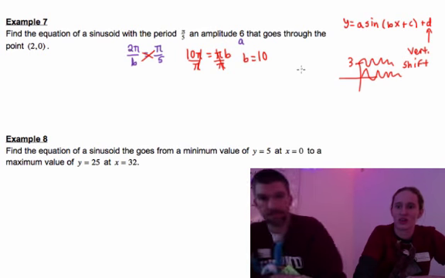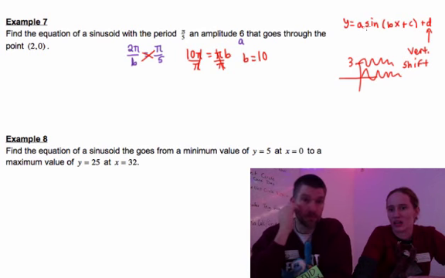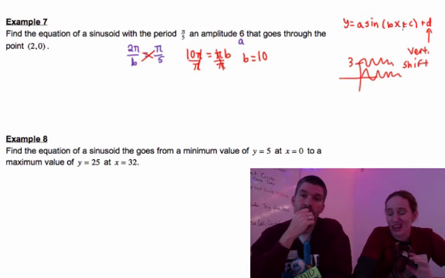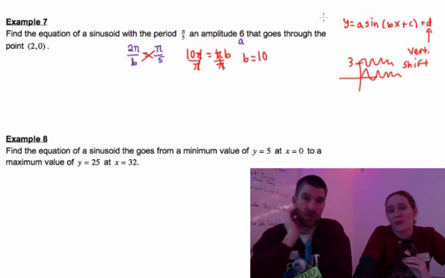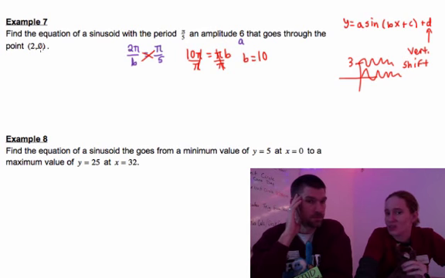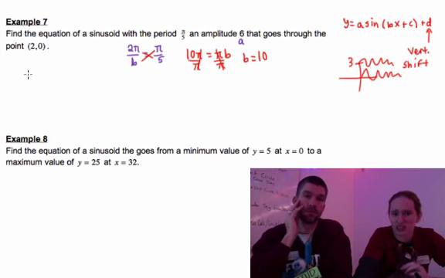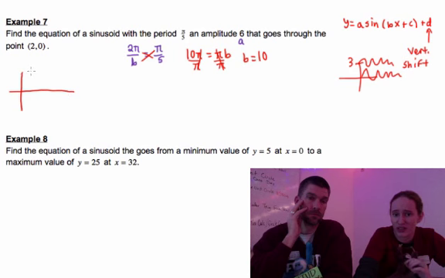Okay. The reason we're bringing that up: we've got the A, we've got the B. I don't think we're going to have a C here. I don't think we have a phase shift. But this (2, 0) might be telling us about a vertical shift. I feel like I need to draw out what's going on, because we've got an amplitude of 6, and the (2, 0). Oh, maybe I'm wrong. Maybe this is a phase shift. Oh, no, because 2 is right here.